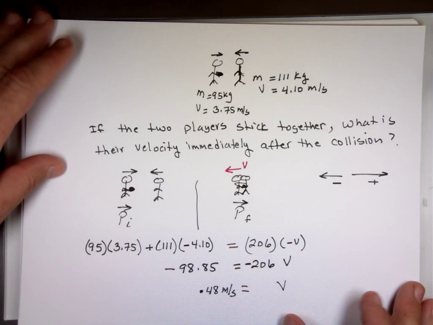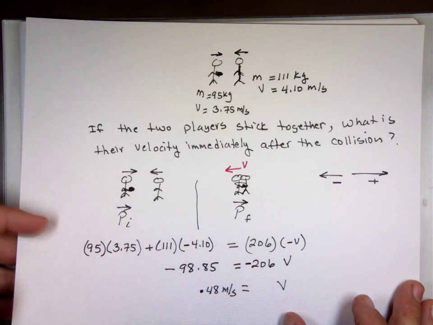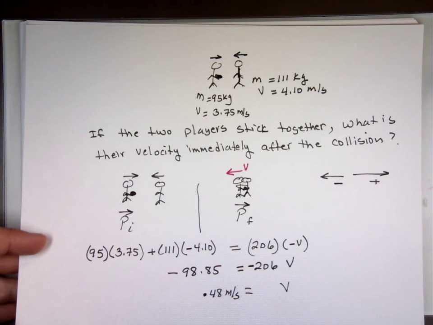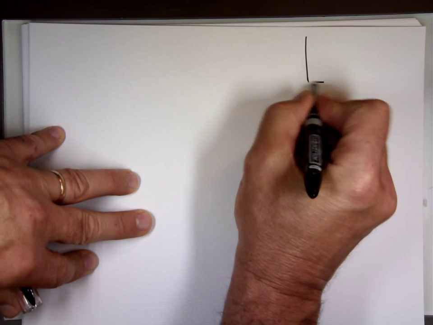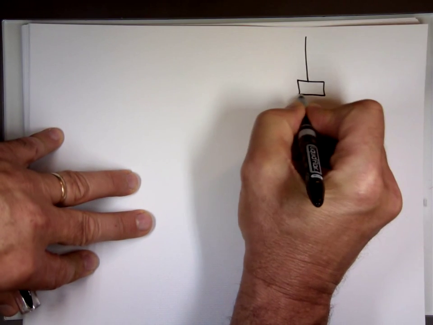This is one of my favorite experiments we do sometimes in the lab. We don't use guns in the lab, but imagine this. You have a block of wood attached to a string, like a pendulum.